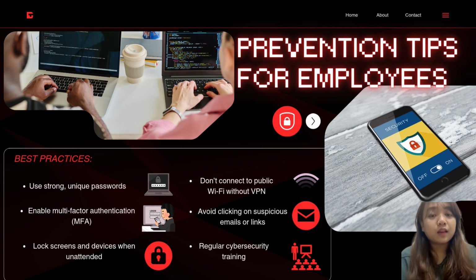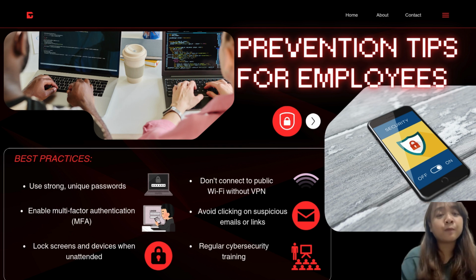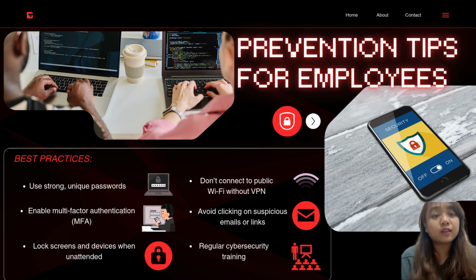Next is avoid using public Wi-Fi for work unless you are connected through a secure virtual private network or VPN. Public networks are often not encrypted and can be easily exploited by cyber criminals. Next is stay alert for suspicious emails or links. Phishing attacks often come disguised as legitimate messages. If it seems too good to be true or asks for sensitive information, double check before clicking. Next is participate in regular cybersecurity awareness training. These sessions are not just a box to check, they help keep you up to date with the latest scams and how to avoid them.